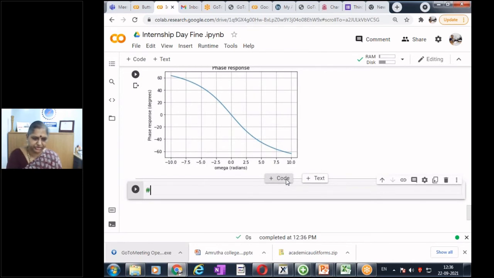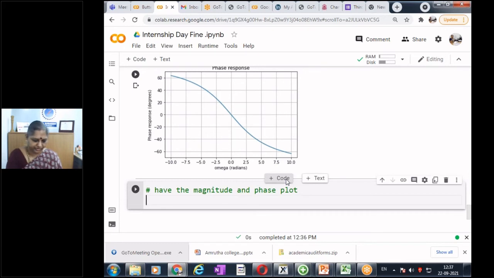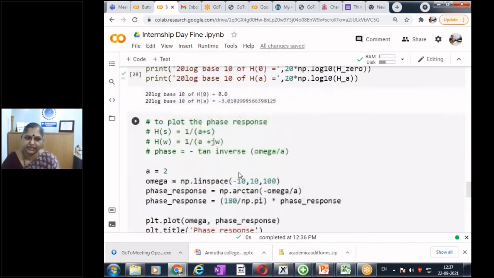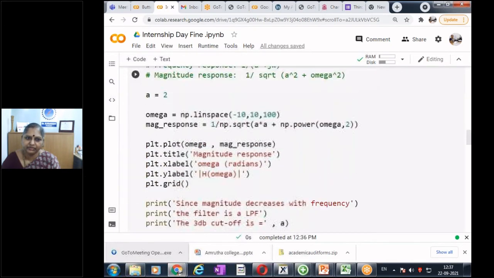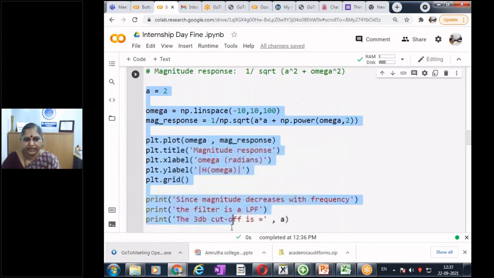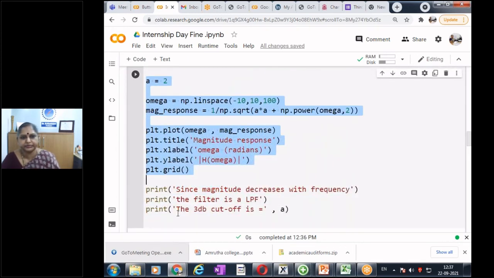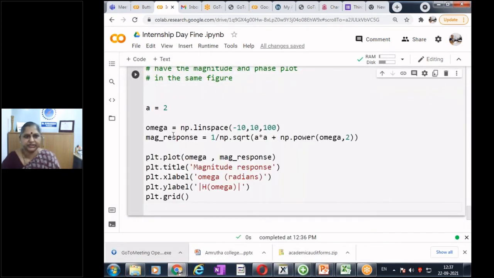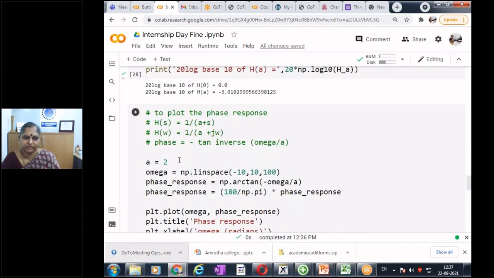So now what we will do is, we will try to have the magnitude and phase plot in the same figure. Same figure or same plot. So let's put both of them together. I will just copy and bring it down. I have the magnitude response. I will take this and bring it here, and then I'll put my phase plot also.